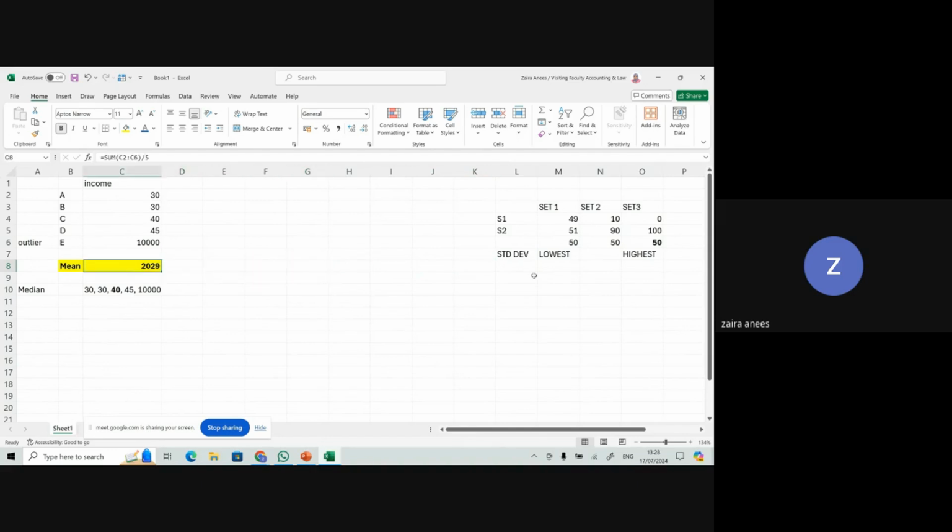So how can we calculate the standard deviation? I'm just telling you the way to calculate it, but in the exam you are not supposed to calculate that. So the first step is to calculate the average value, which we already know. Let's make it 1000.